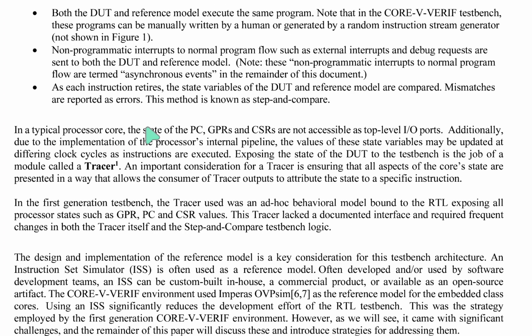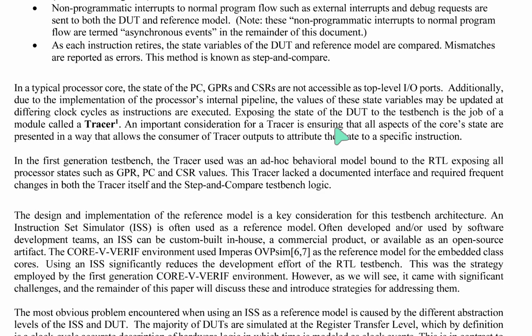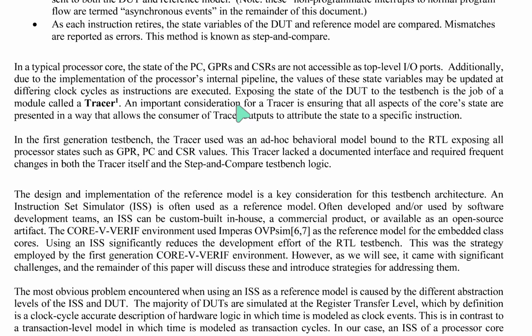In a typical processor core, the state of the PC, GPRs, and CSRs are not accessible as top-level I/O ports. Additionally, due to the implementation of the processor's internal pipeline, the values of these variables may be updated at different clock cycles as instructions are executed. Exposing the state of the DUT in a test bench is the job of a module called the tracer. An important consideration of the tracer is ensuring that all aspects of the core state are presented in a way that allows the consumer of the tracer output to attribute the state to the specific instruction.